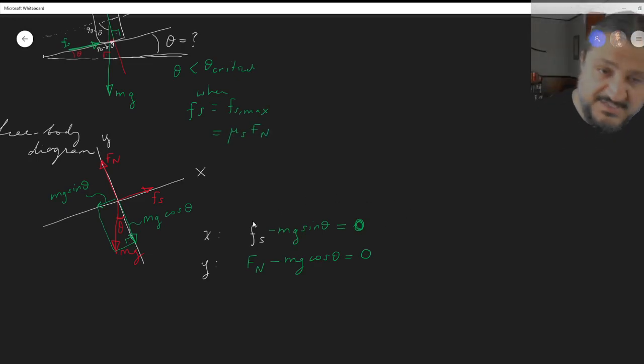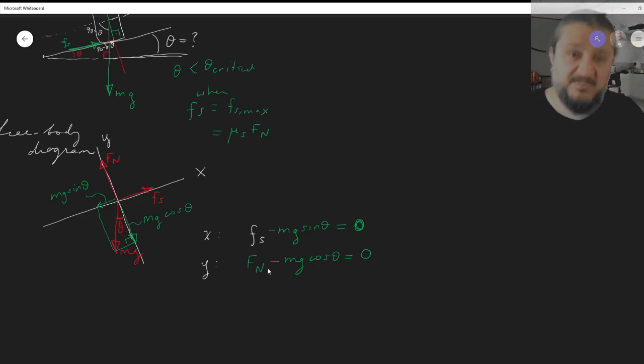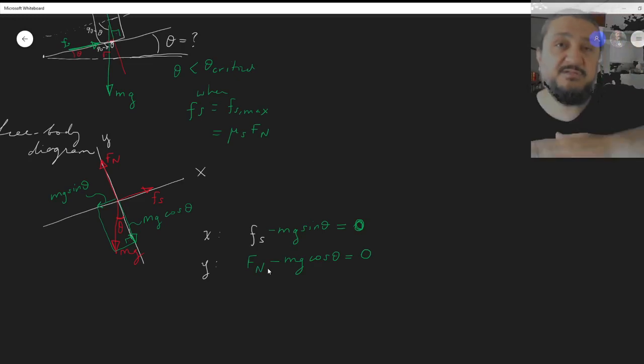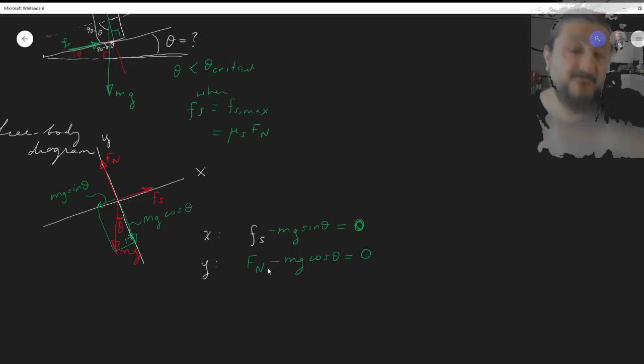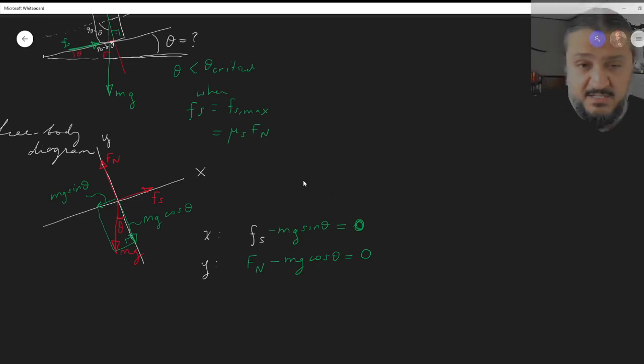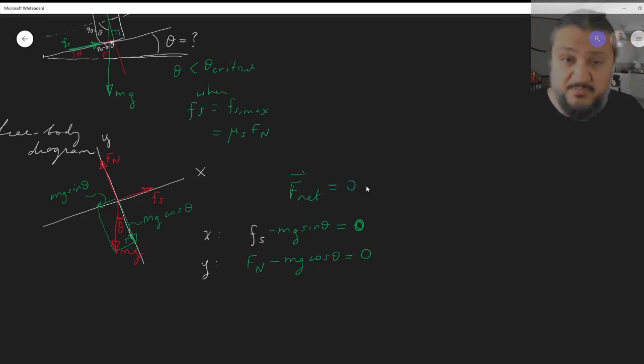Okay, so these equations are generic. I mean, they hold for any angle between 0 and the critical angle. They just come from this: F net is equal to 0. That's the condition for equilibrium, right? Equilibrium.